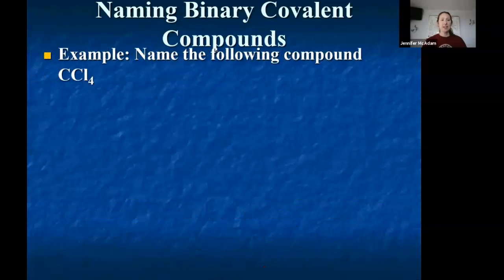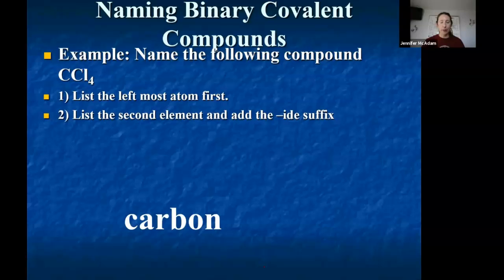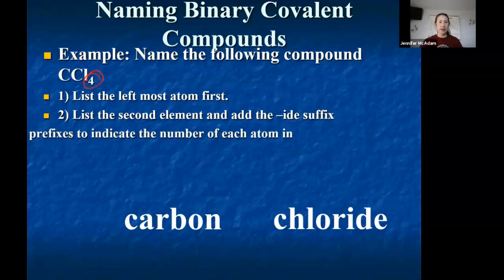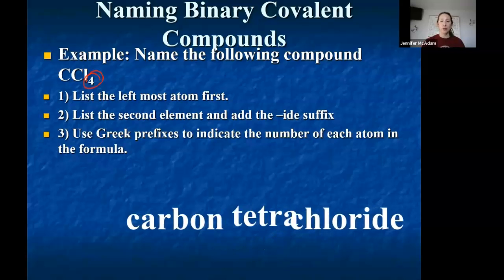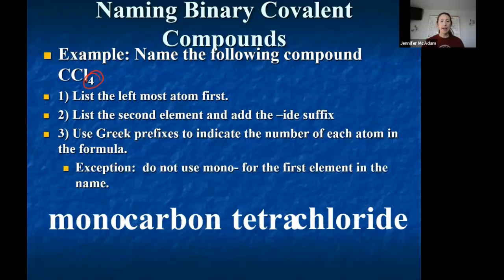So let's practice. First thing, we list the first atom, the leftmost atom, first. Well, carbon, we've got that. And then we list the second element and we just change it to "-ide", so chloride. Then we ask, how many chlorides are there? There's 4. Carbon tetrachloride. And that's how we do covalent or molecular naming. Again, we would not put mono here, only if it's the first one. So it'd be carbon tetrachloride.